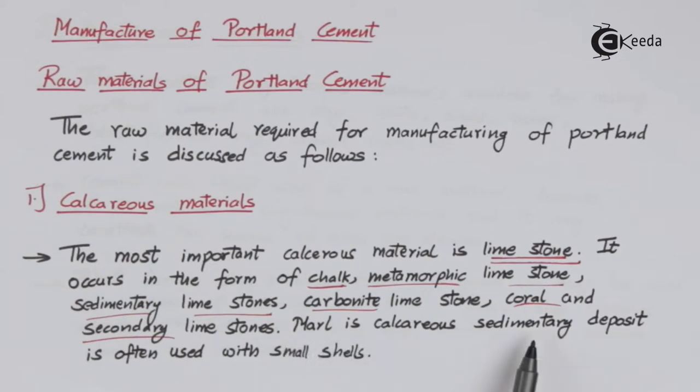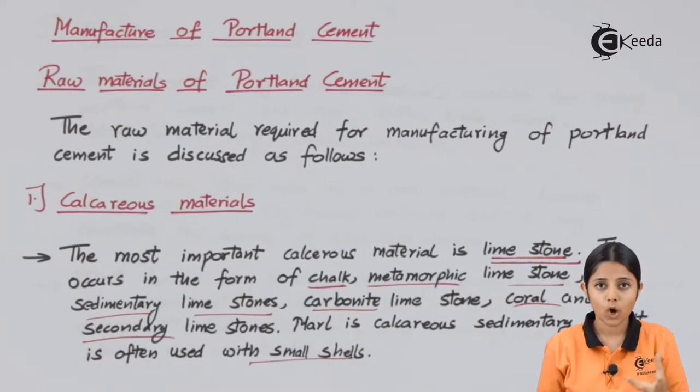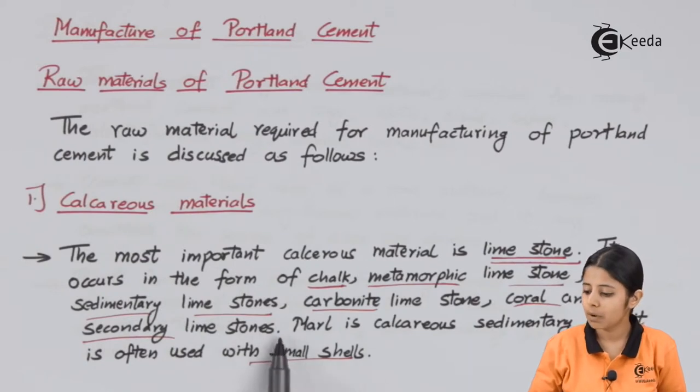Marl is a calcareous sedimentary deposit, often with small shells. So to increase the volume of the cement or to increase the calcareous content of the cement, apart from limestone, the other thing which we can add is marl. And this marl can also be used with the help of small shells in it.